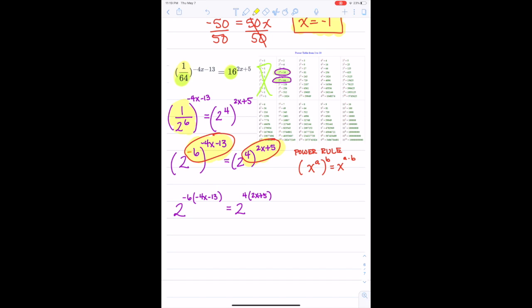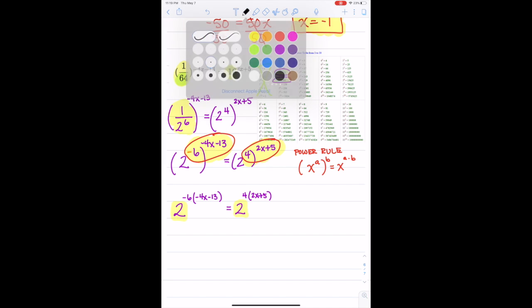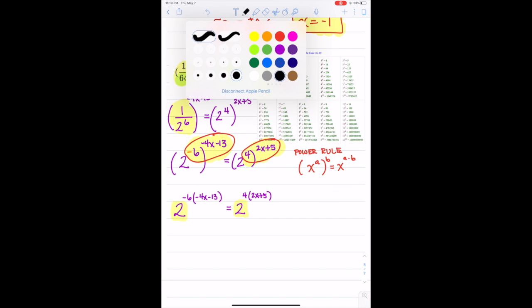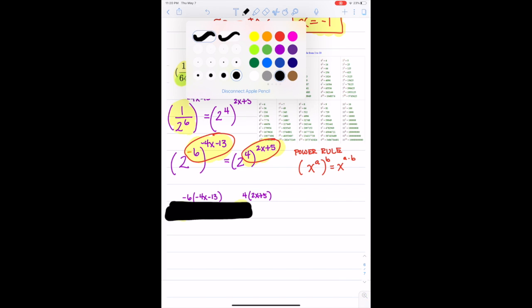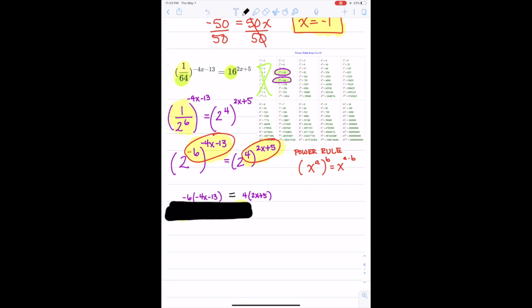So you know that you can ignore the base once it's common. So I'm no longer doing work to try to get those to be the same. Now I need to work on the powers being the same. So I'm going to go ahead and ignore the bases. And then I'm going to focus just on setting those equal to each other. So this will be -6 times -4x minus 13 is equal to 4 times 2x plus 5.